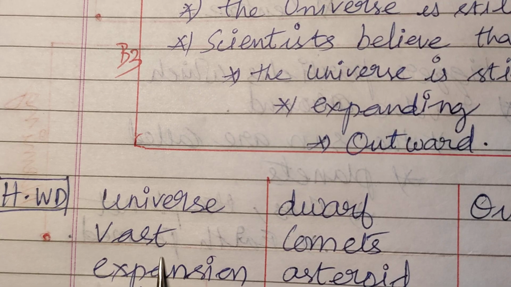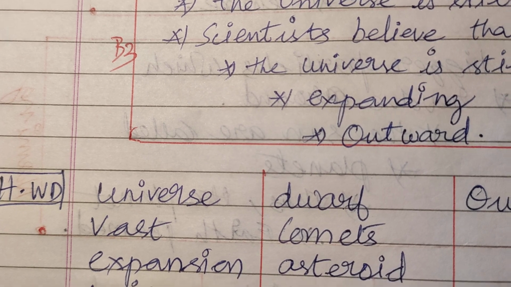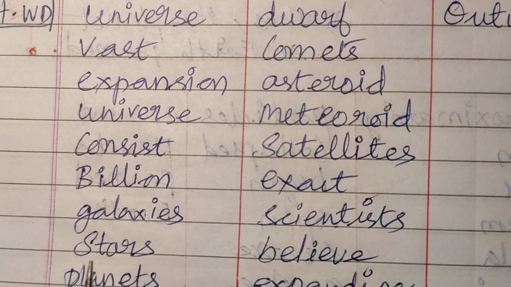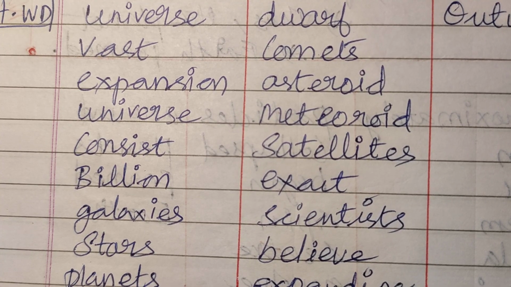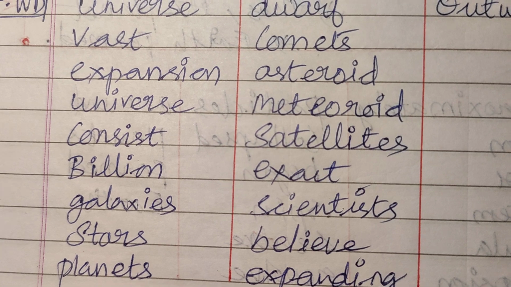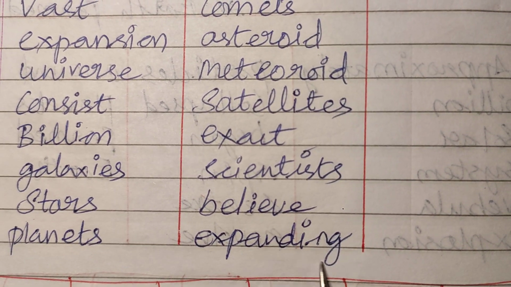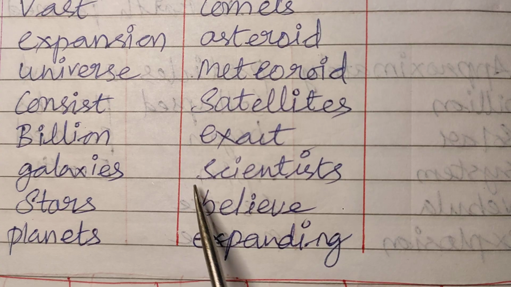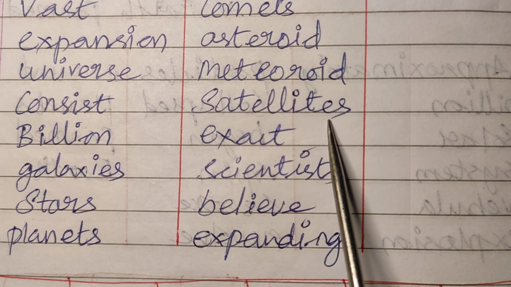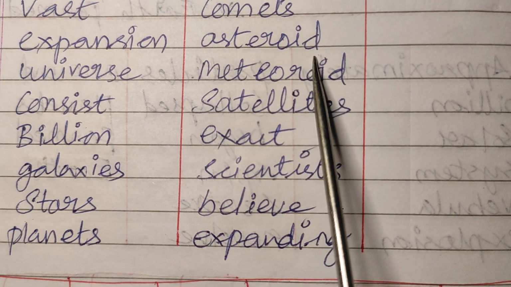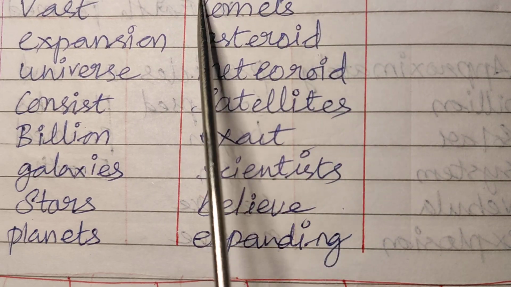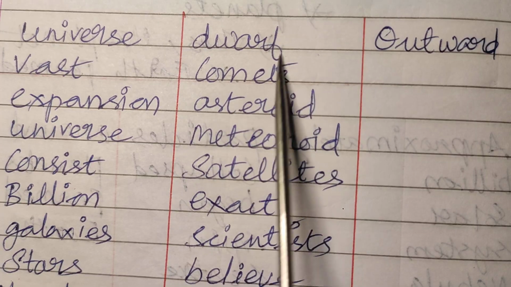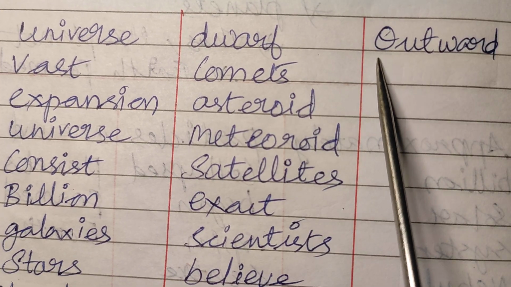Keywords to remember: universe, vast, expansion, consists, billions, galaxies, stars, planets, expanding, believe, scientists, satellites, meteoroids, asteroids, comets, dwarf planets, exact, outward.